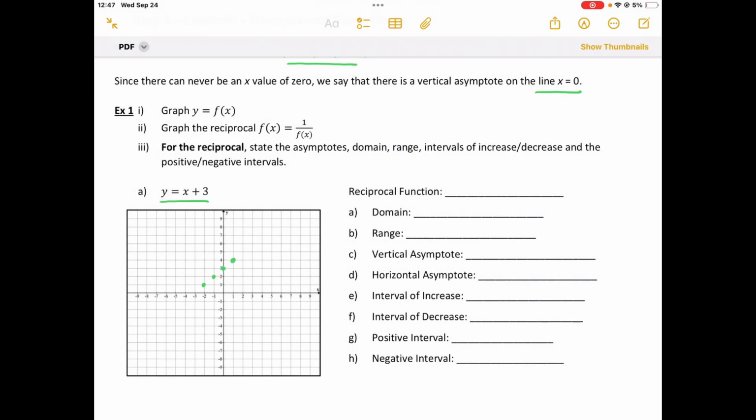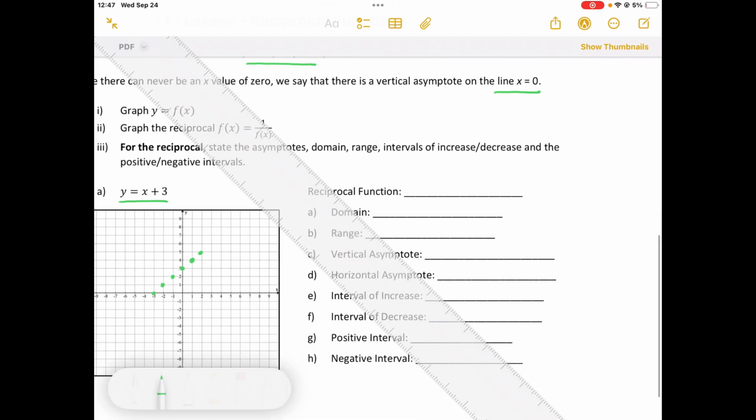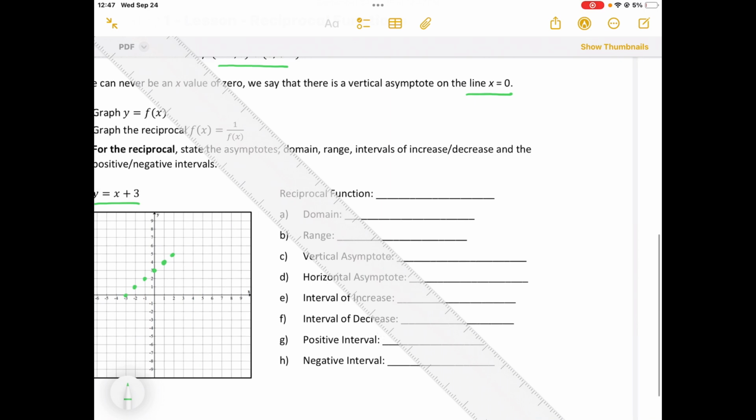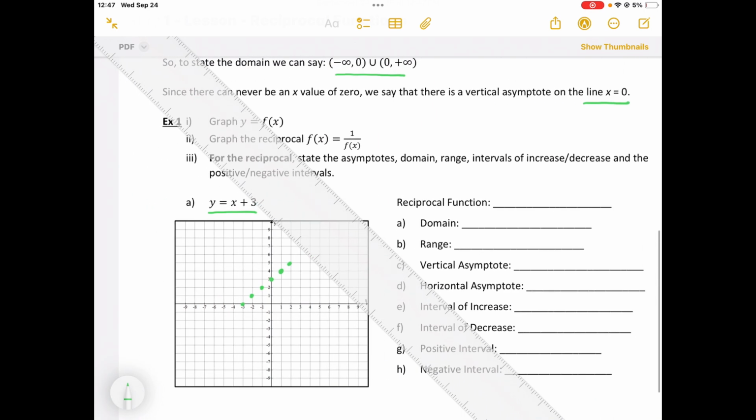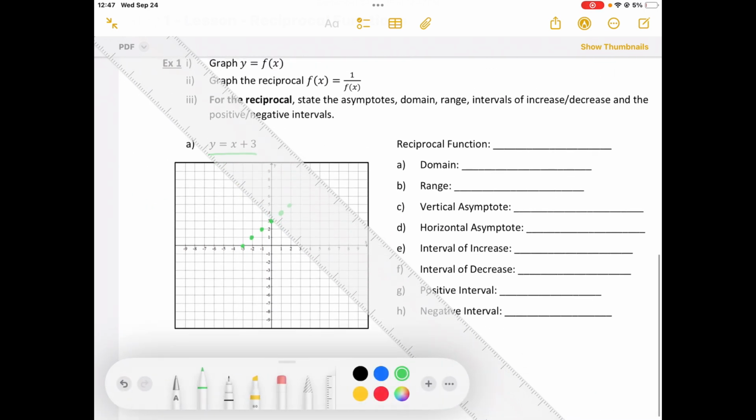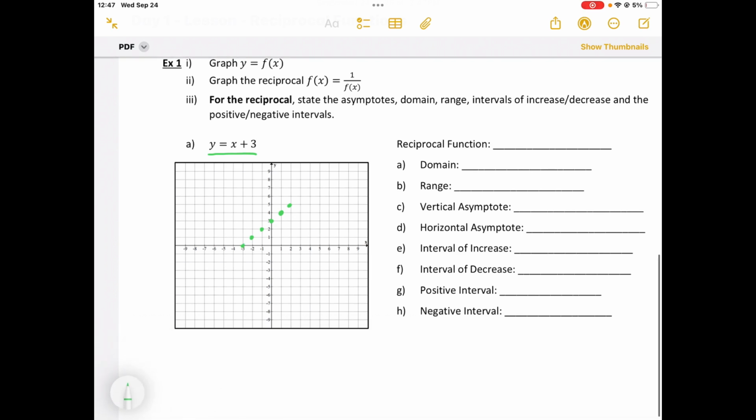I'm going to use green to do this one. I'm going to use a ruler to connect the dots here. You would use a ruler. Okay, y equals x plus 3.